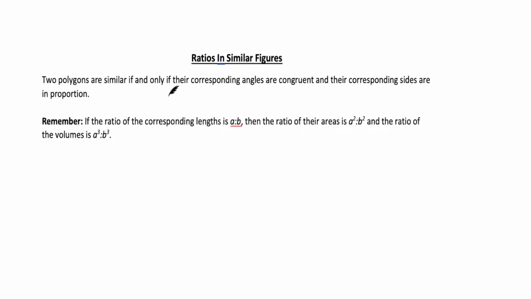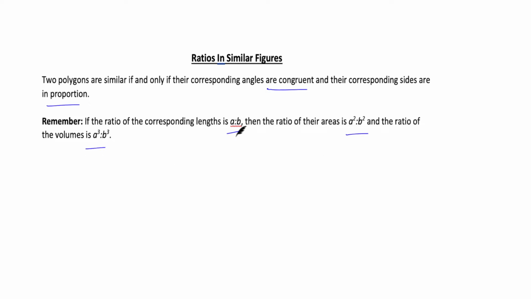Two polygons are similar if and only if their corresponding angles are congruent, that is, they're equal, and their corresponding sides are in proportion. Remember, if the ratio of the corresponding lengths is A ratio B, then the ratio of their areas is A squared ratio B squared, and the ratio of their volumes is A cubed ratio B cubed.